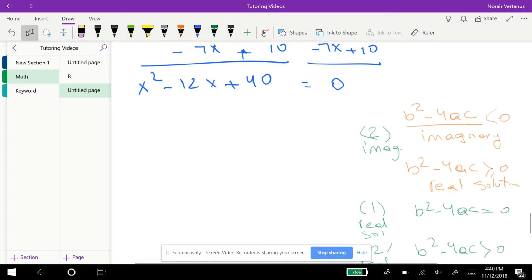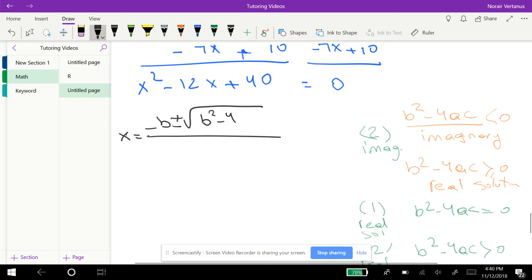So let's use the quadratic formula. The quadratic formula says if you want to solve a quadratic, you use x equal to negative b plus minus the square root of the discriminant, which is b squared minus 4ac, over 2a. So I'm going to plug the numbers here. Remember, a is 1. B is negative 12. And c is 40. So I'm going to plug this here.